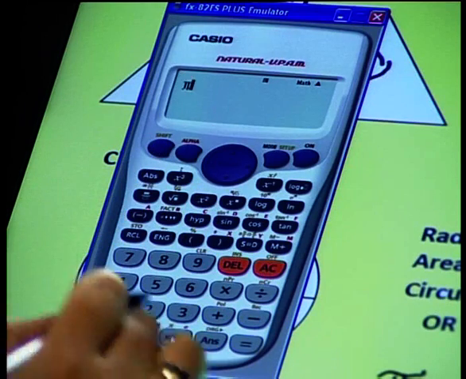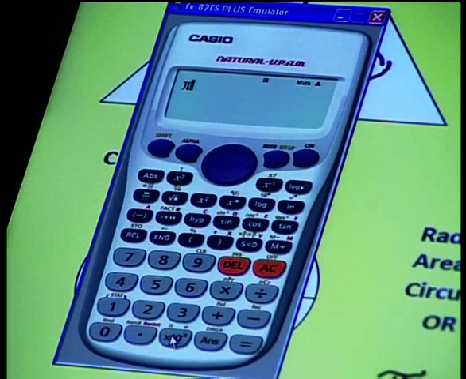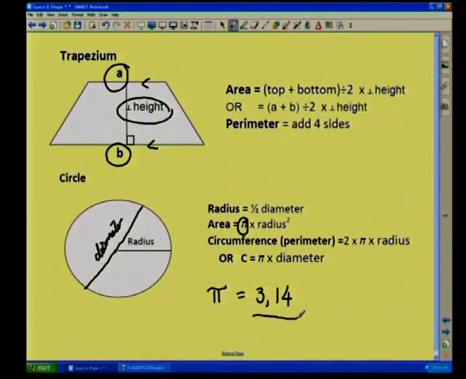Let's try it again, shift, pi, and you'll see it comes up. If I push equals, you can see that it will be a long number, but often the exam papers will give you a definite number to use. The circumference or the perimeter of a circle is 2 times pi times your radius. Or you could also use the circumference as equal to pi times diameter.